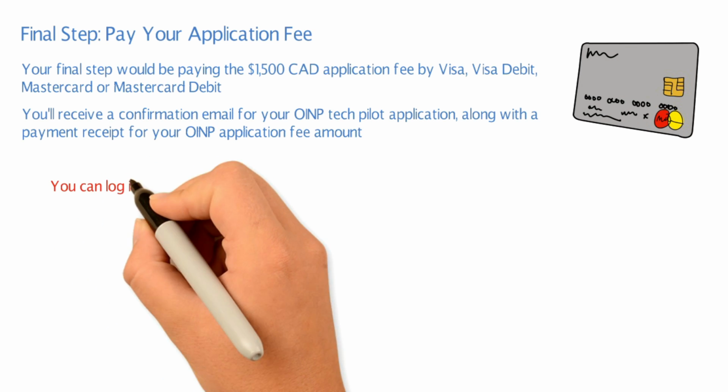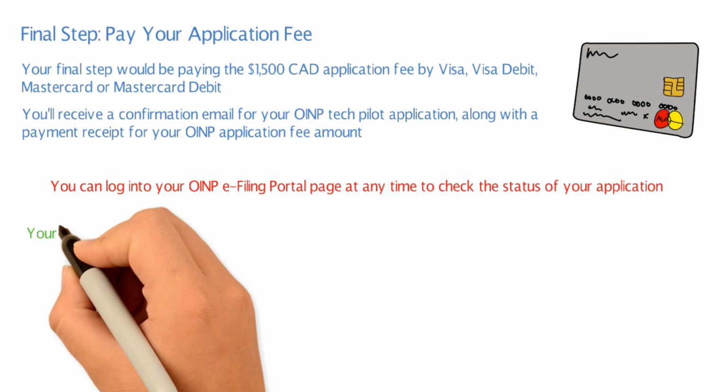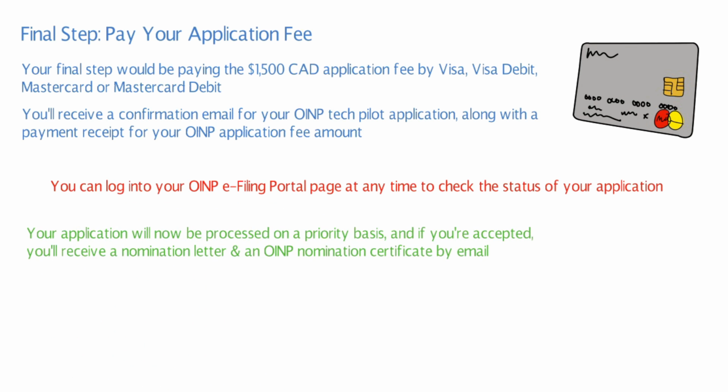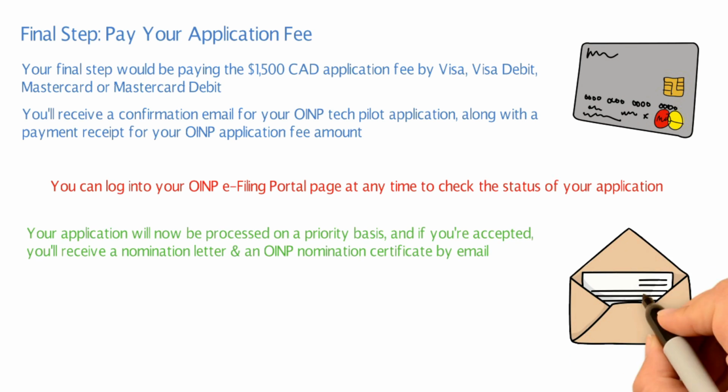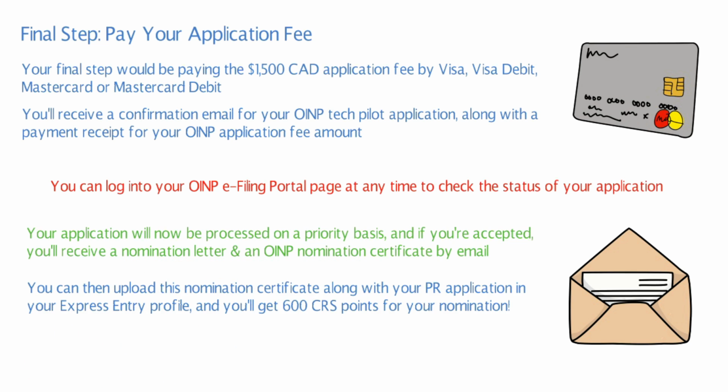After you've submitted your application successfully, you can log into your OINP e-filing portal page at any time using your Ontario e-key login details to check the status of your application. Your application will now be processed on a priority basis, and if you're accepted, you'll receive a nomination letter and an OINP nomination certificate by email. You can then upload this nomination certificate along with your PR application in your Express Entry profile, and you'll get 600 CRS points for your nomination, which will guarantee that you're picked in the very next Express Entry draw.